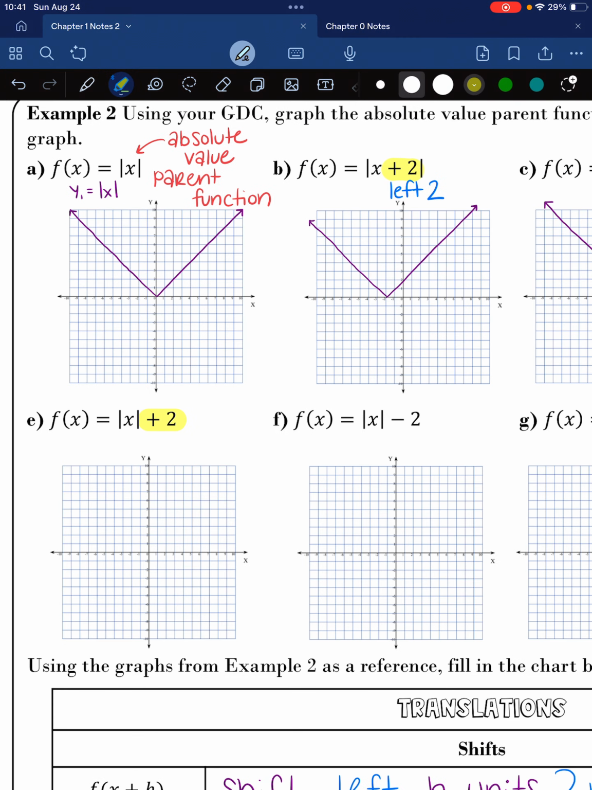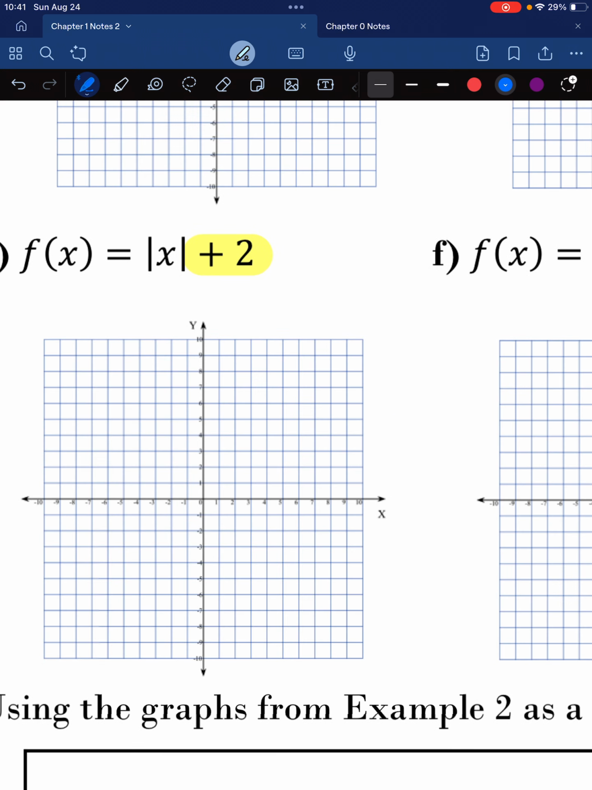We're adding 2 again. Okay, and up here, adding 2 moved it to the left, but let's look at the difference of where that plus 2 is. This plus 2 is on the inside with x, and we know that the x-axis is the horizontal axis, right? So this is not inside with x. So maybe when it's on the inside, it goes left and right, but when it's on the outside, what other direction could it move? And if you type that in your calculator, you'll see that that moves it up 2.